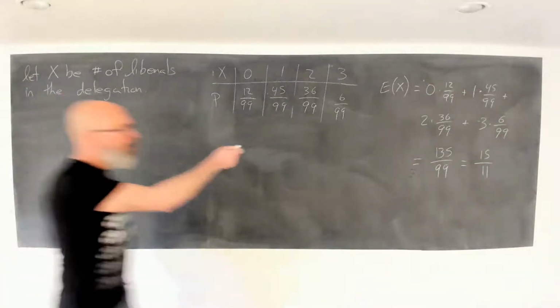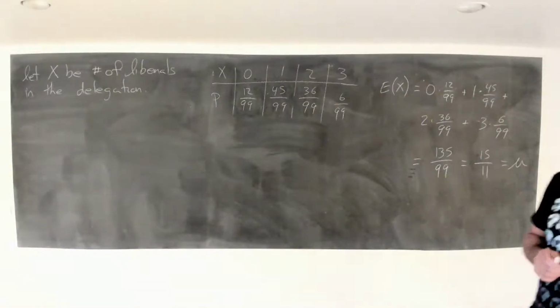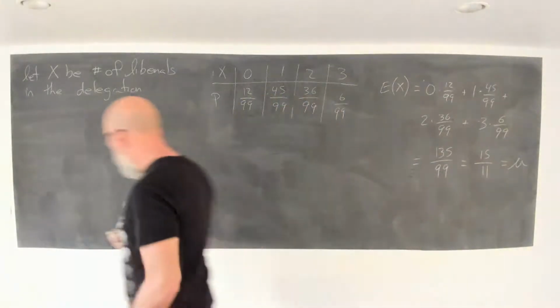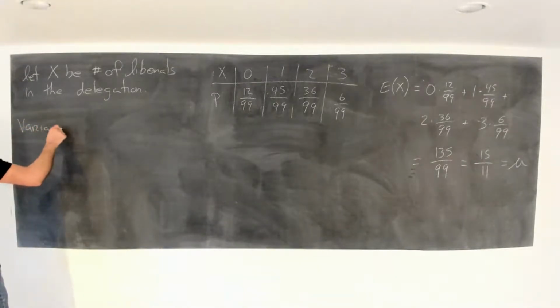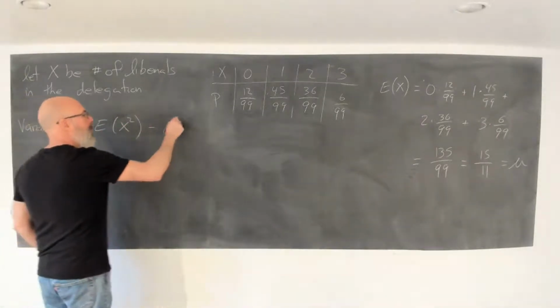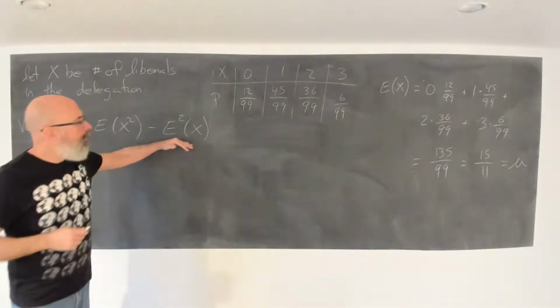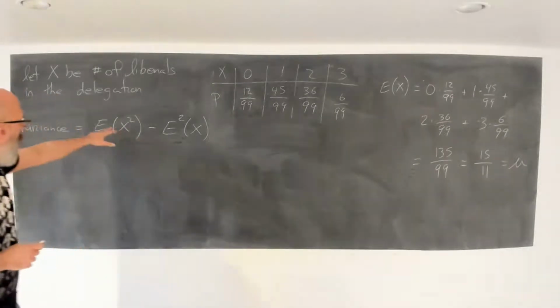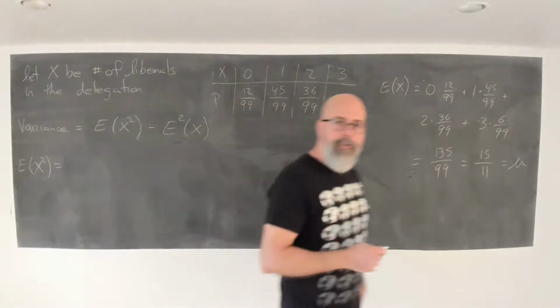So here, this is your mu. Mu is 15 over 11. Let us calculate the variance, which is the expected value of x squared minus the expected value squared of x. Right, we already have this. This is mu squared. So all I need is the expected value of x squared. So let's work out the expected value of x squared.